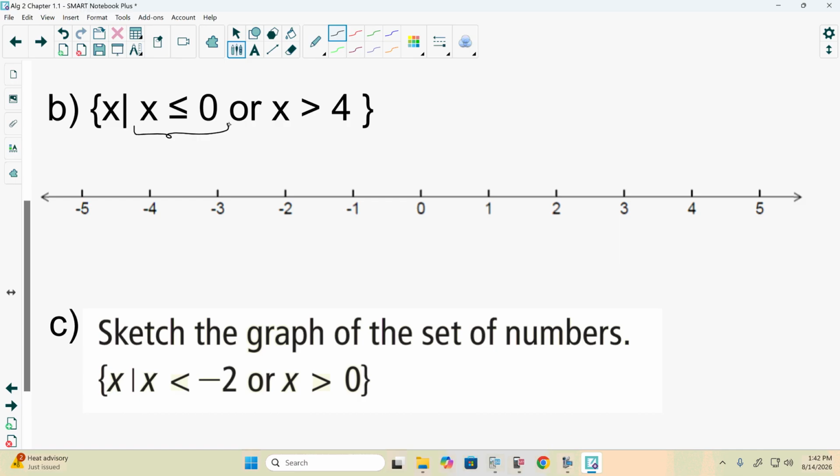X is less than or equal to 0. So one of our points is at 0. Would it be included or not? Yes, because it's equal to, so we would shade in. Are we shading to the left or to the right? Left. If we're not sure, we can always pick a test point. Is -2 less than or equal to 0? Yep.